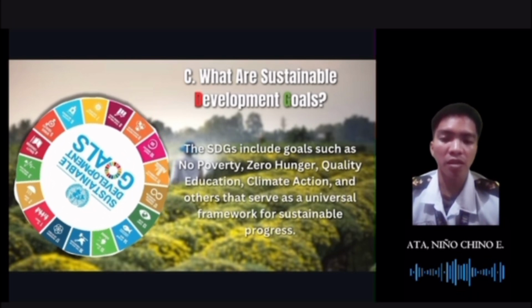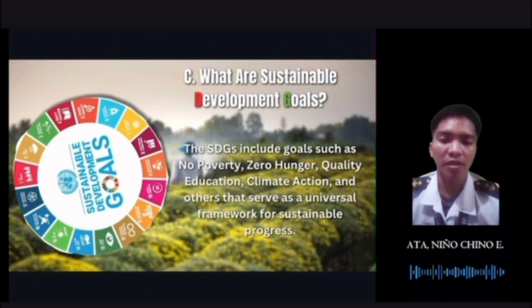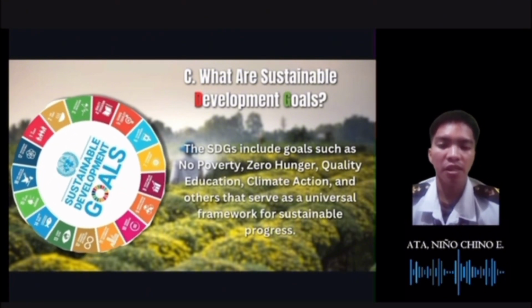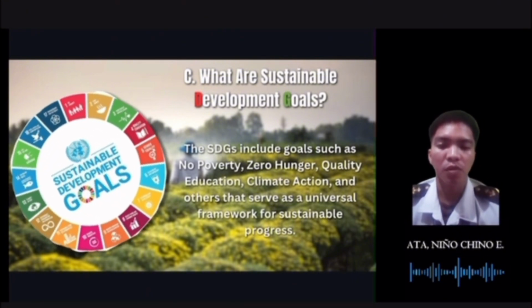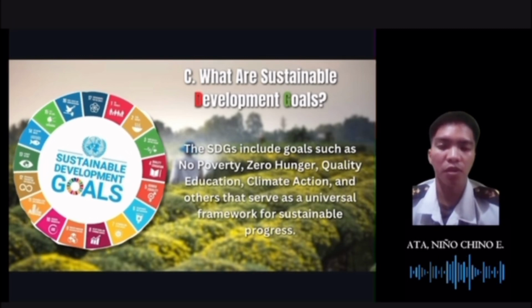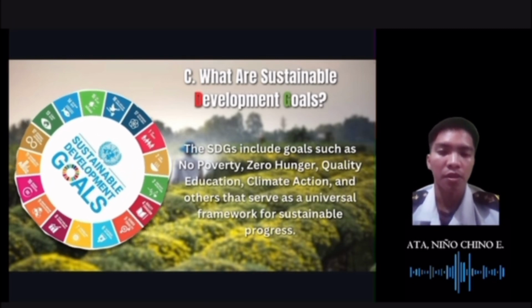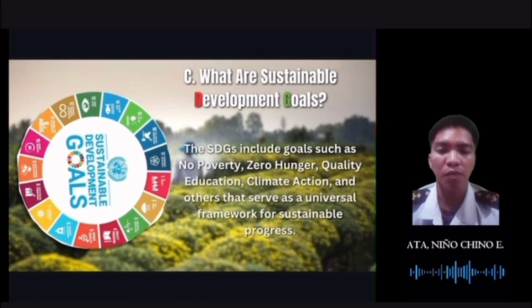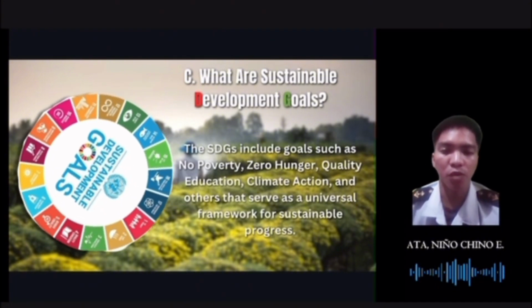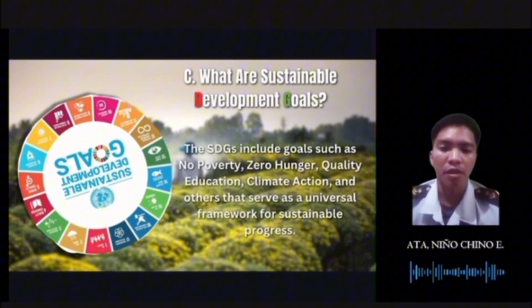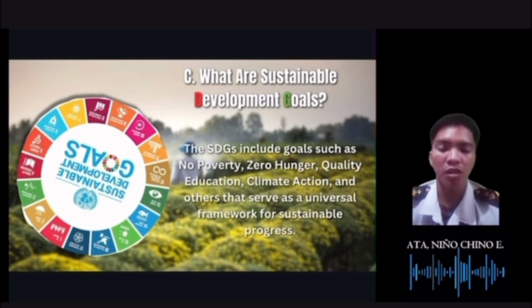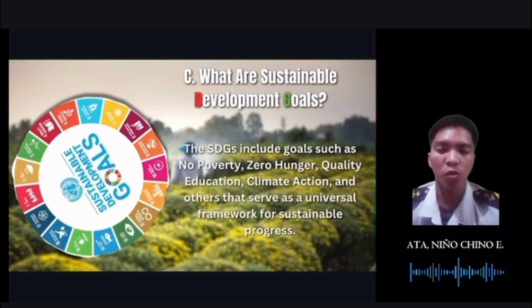Number two is protecting the environment: fighting climate change, protecting oceans and forests. Number three is prosperity, creating a better future for all: creating jobs, fair opportunities, peace, and strong institutions.